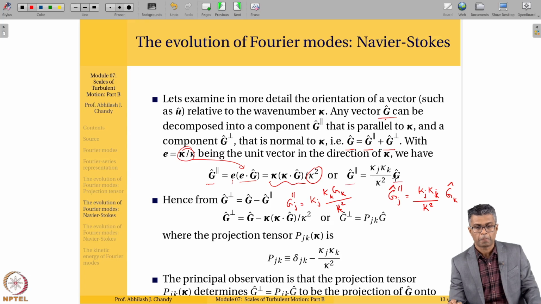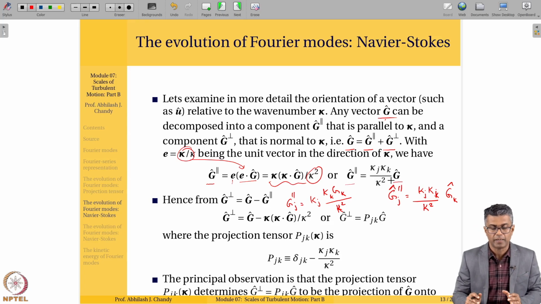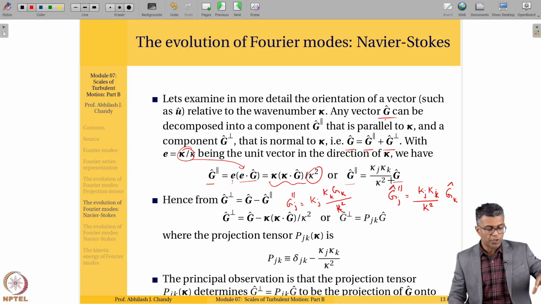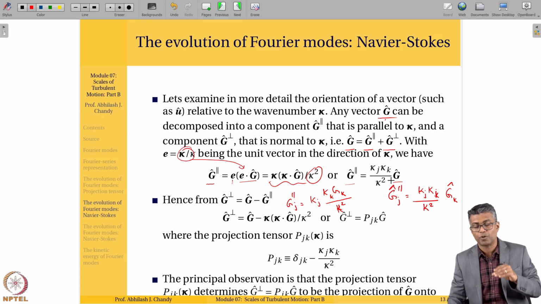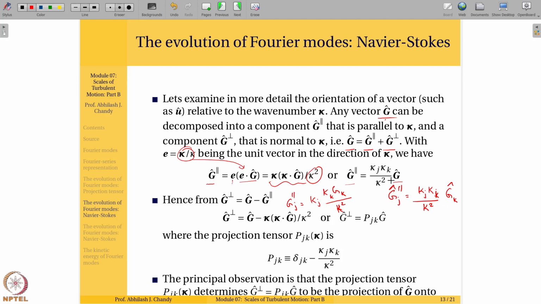Okay, so what we have done today is we have used the definition of the Fourier transform and the fact that the Fourier transform of a derivative becomes equal to i kappa times the Fourier mode itself. We have applied that to the continuity equation, and now we are starting to build that for the Navier-Stokes equations. In the next class, we will continue from where we had left off and finish up the derivation of the Navier-Stokes equations into Fourier space. Thank you.